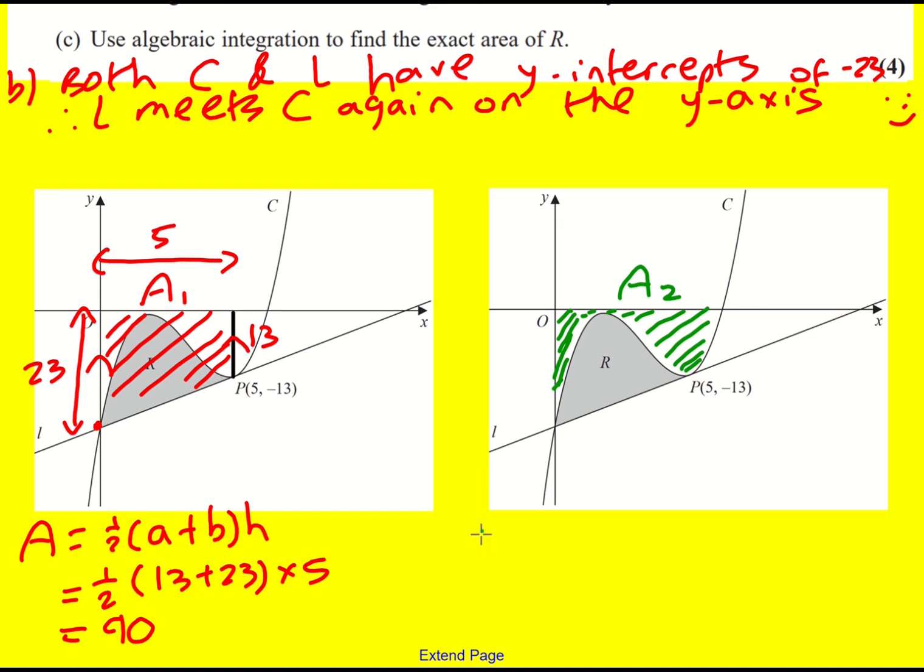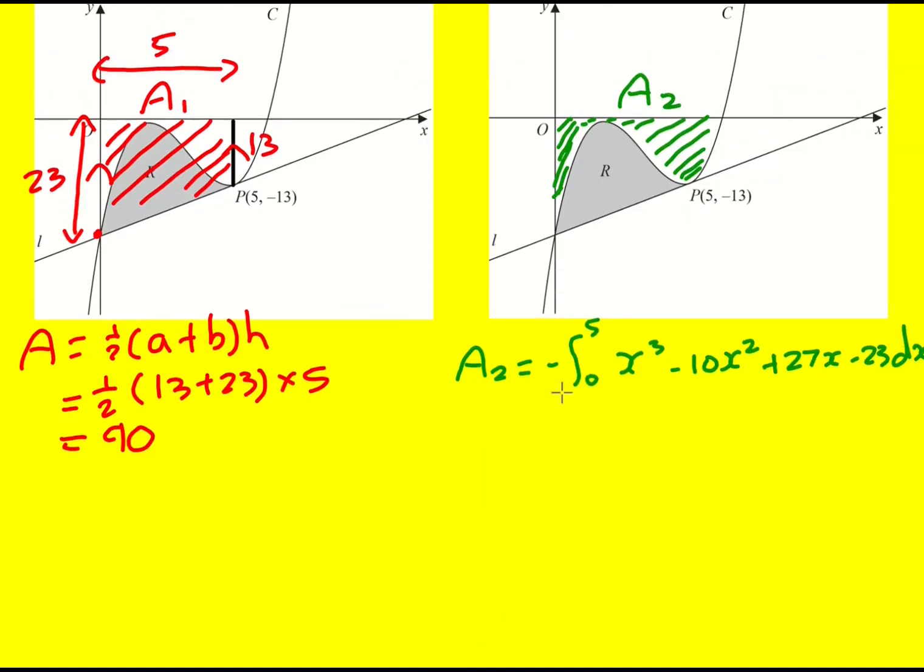Okay, then area 2 is going to be, well, it's the integral from 0 to 5 of our original function, which is x³ - 10x² + 27x - 23. Now actually I'm going to put a minus, because that integral is going to be negative, so put a minus to the left of it. I'll then get a positive, and then I can subtract them. I wouldn't say that's a major deal, but technically speaking, if I'm finding the area, there should be a negative here to make the whole thing positive.